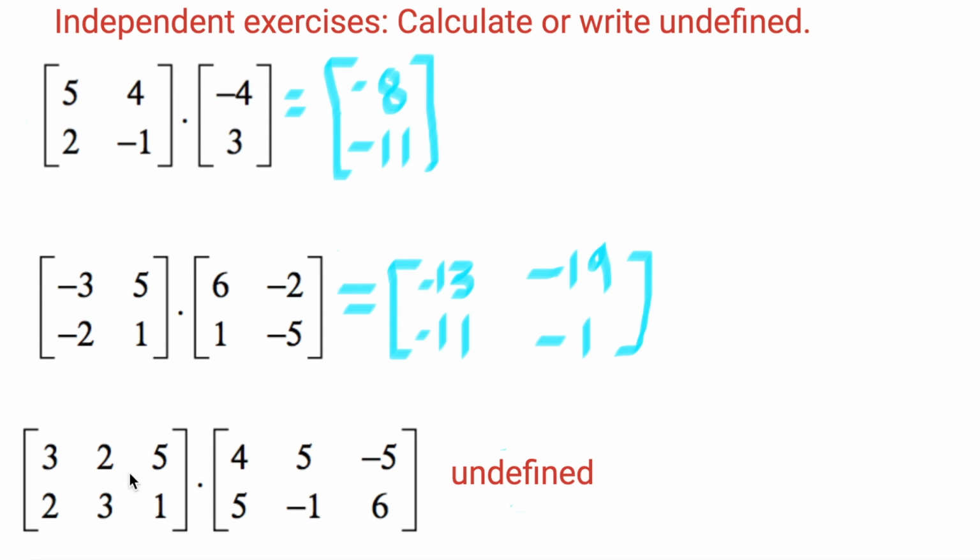In the third exercise, we have a 2 by 3 matrix times a 2 by 3 matrix. You'll notice that the number of columns from the first matrix are not the same as the number of rows in the second matrix. So that means they're not compatible. So this product is undefined.